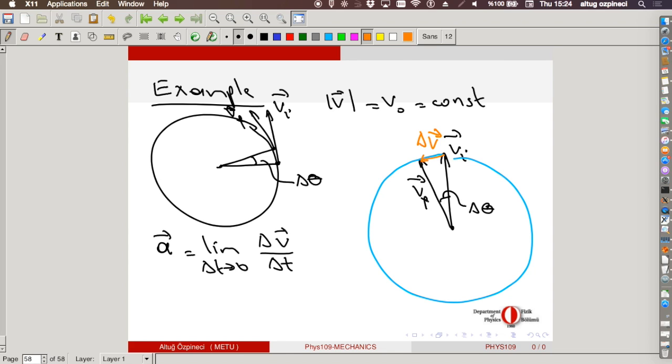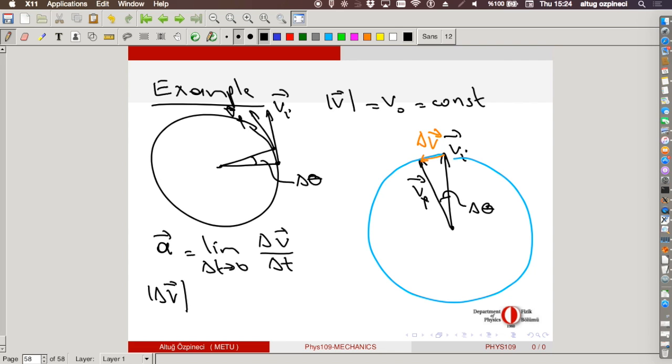The magnitude of delta V: you see, I have this orange vector delta V. I also have this very small blue arc over there. They almost overlap. Okay, one is straight, one is a bit curved, but both of them are so small that they overlap. So their lengths are almost the same. Not exactly, but almost the same. Do you agree?